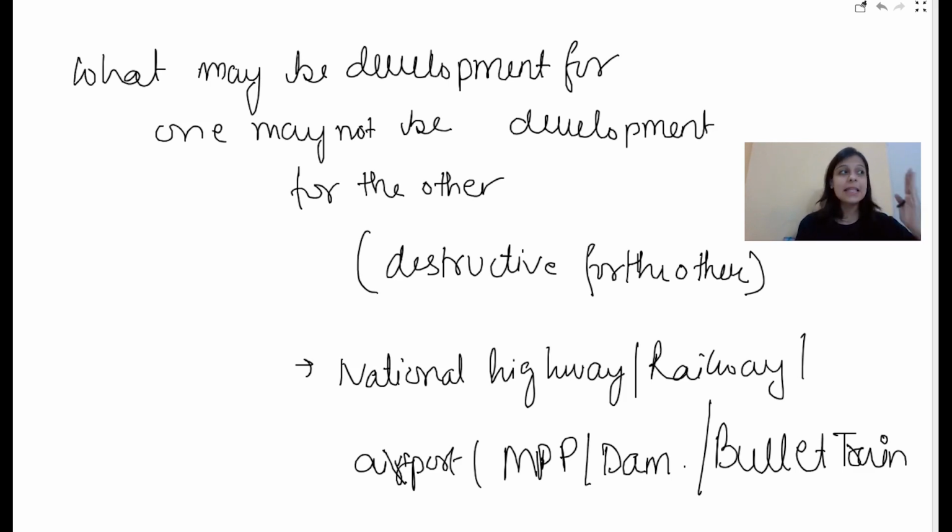So even though projects like national highways, roadways, railways, airports, multi-purpose projects, dams, bullet trains, whatnot, might all be considered very important as far as the country's development is concerned, when I talk about destruction, this might be destruction for the other person, because a lot of people get displaced altogether. If not rehabilitated, for sure they get displaced. That means they are not offered a second home for themselves. And if they're not offered, anyway they're having a very tough life.